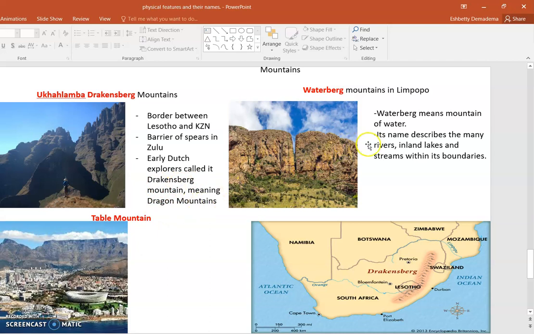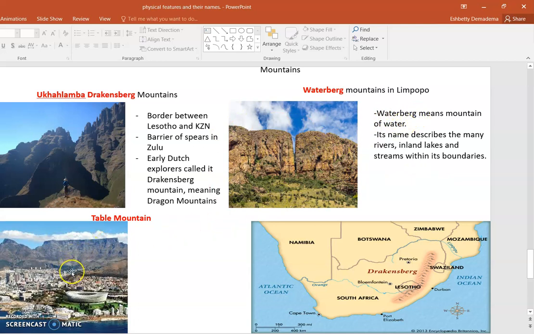And then we have the Waterberg Mountains in Limpopo, and Waterberg means mountain of water. This mountain gets its name from what happens around it. Its name describes the many rivers and inland lakes and streams within its borders. So around this mountain there's lots of rivers, lots of lakes, and lots of streams, and that's where the mountain got the name Waterberg from.